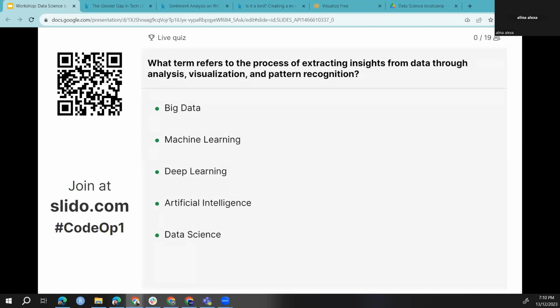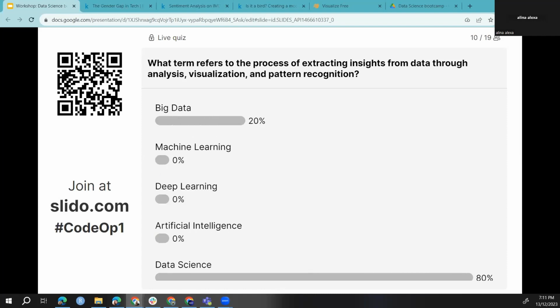What term, if you were listening, I hope so, refers to the process of extracting insights from data through analysis, visualization, and pattern recognition? What is the term? All these big buzzwords that we have. What term do you think refers to the process of extracting insights from data through doing all those things? And I hope you get it right. So let's see what you guys are putting so far.